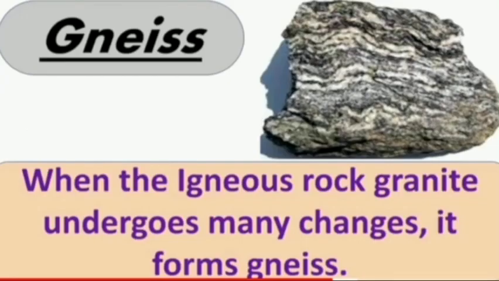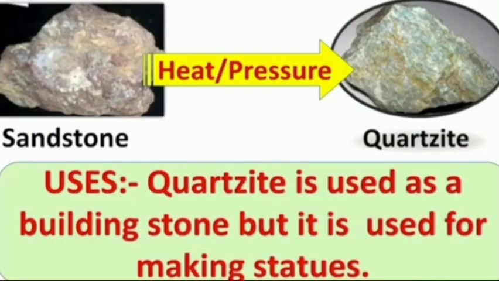When the igneous rock granite undergoes many changes, it forms gneiss. Sandstone, a sedimentary rock, goes under heat and pressure and forms into quartzite, a metamorphic rock. These rocks are used in building stone and also making statues.